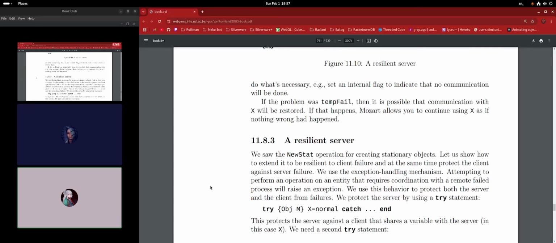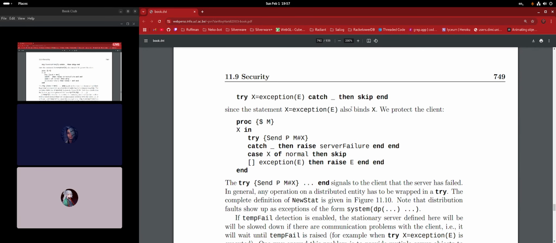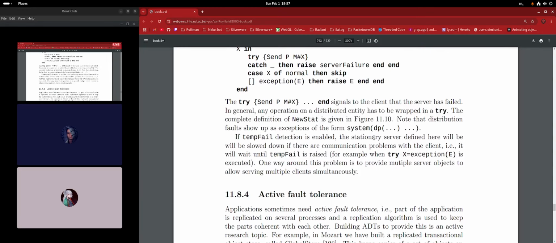So yeah, that's pretty much the difference. Since the statement X exception also binds X, we protect the client. Boom. In general, any operation on a distributed entity has to be wrapped in a try. The complete definition, blah blah blah. And then note that the distribution faults show up as exceptions of this form.